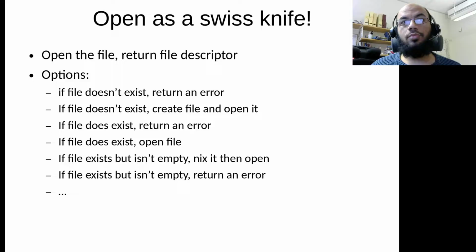Because, for example, if the file does not exist, you can return an error. Okay. If the file does not exist, you can create the file and open it, with the same open command. If the file does exist, you can return an error. If the file does exist, you can open the file. If the file exists but is not empty, nix it, then open. If the file exists but is not empty, return an error. So these are all different and various natures of open.